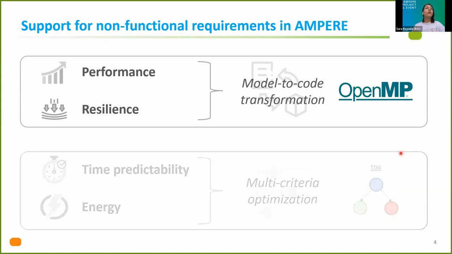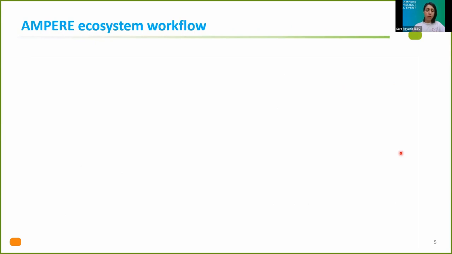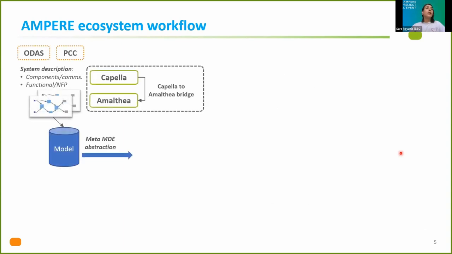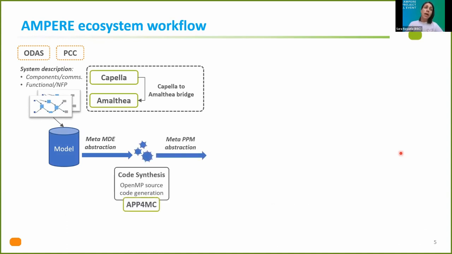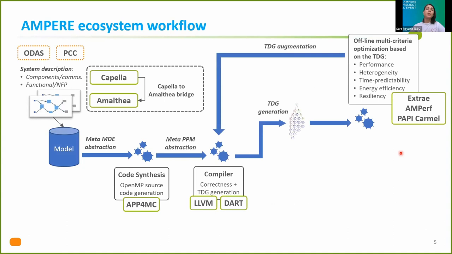So focusing on the first two, I'm going to start with performance. But first of all, how the complete AMPERE ecosystem works. We start by defining the different use cases by using modeling tools that have already been presented, Capella and Amalthea. Based on these models and the code synthesis tool that is included in the APP4MC platform, we translate Amalthea models into parallel OpenMP code. And then through compilation techniques, we are able to generate this task dependency graph representation, which is used by the multi-criteria pipeline to analyze and optimize the different non-functional requirements that we target in the project.